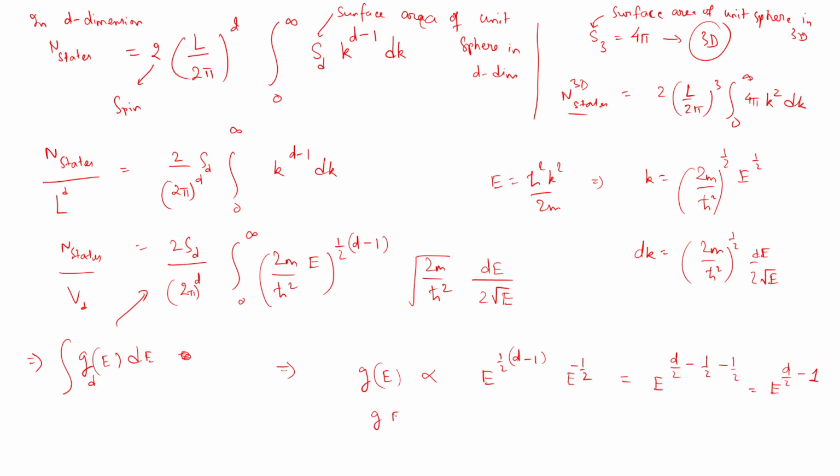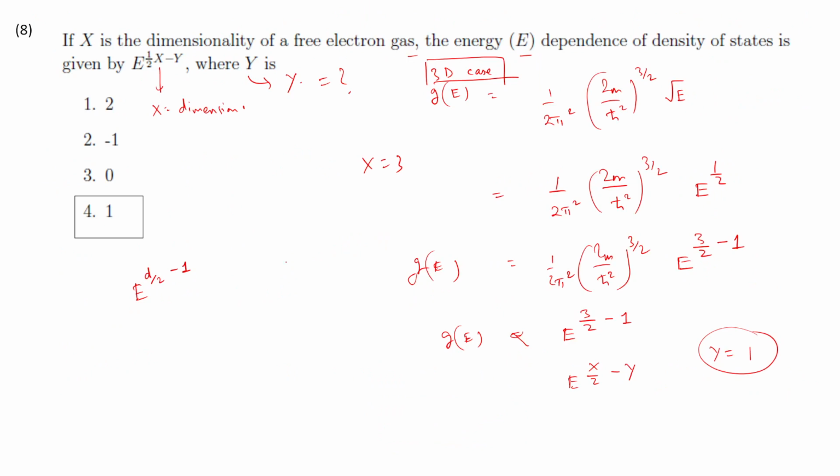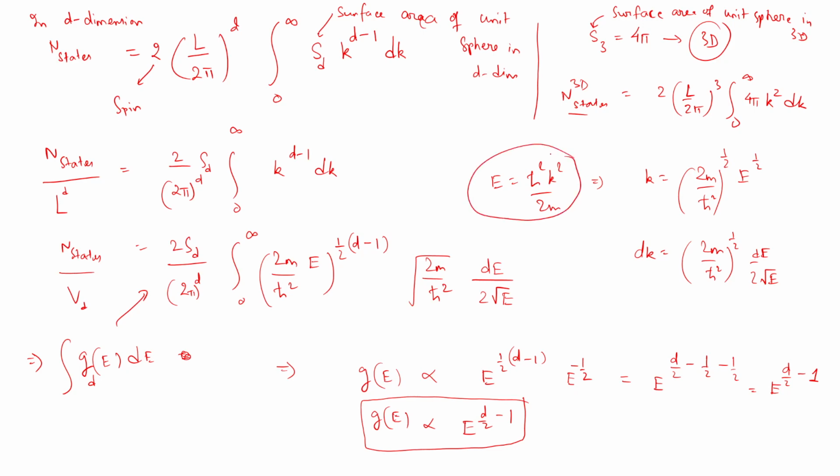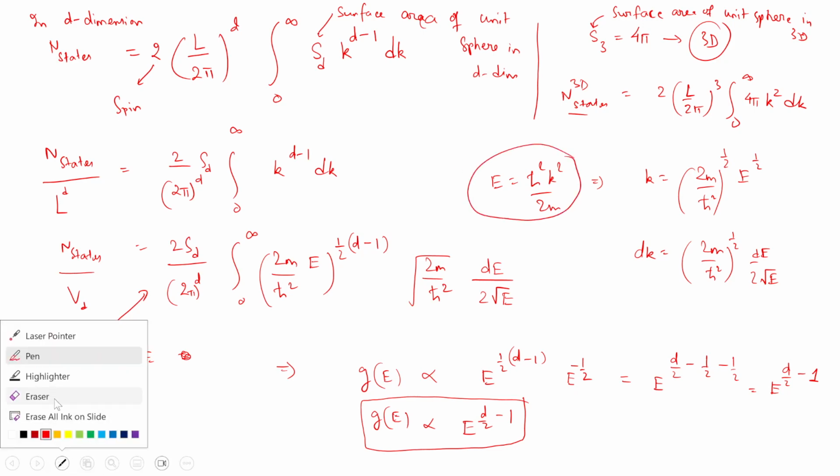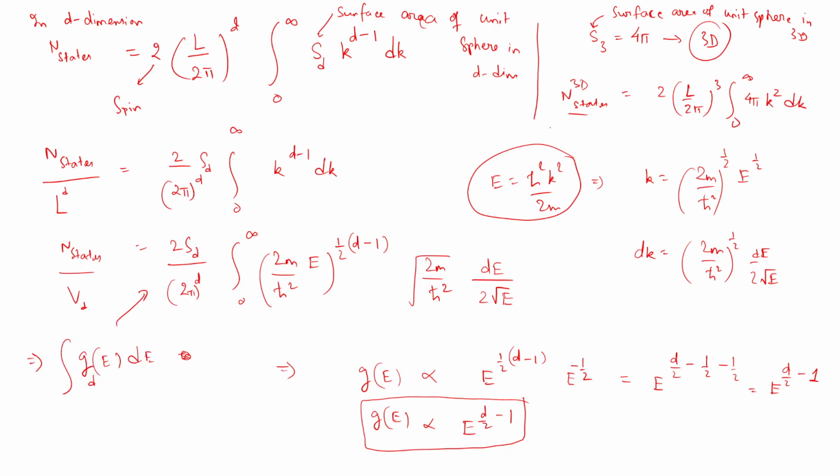So the density of states in any dimension is of this form. Okay, so is of this form as long as E is equal to h bar square k square by 2m. So here it is the very important input. So as long as the dispersion relation is this, so for this dispersion relation, E is equal to h bar square k square by 2m, this statement is valid. Okay, so this is how you have to do it.